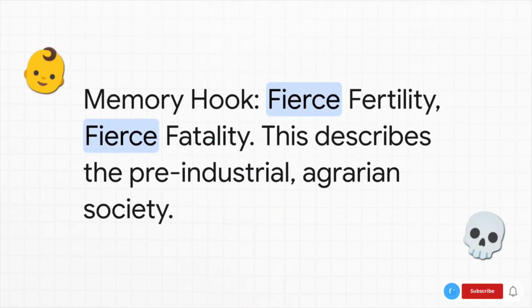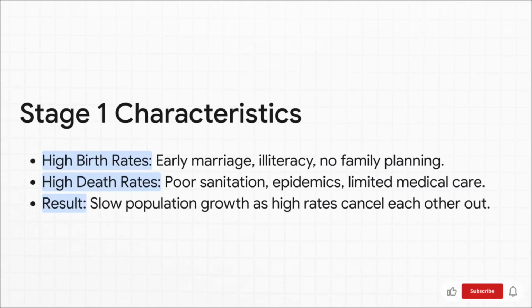So, stage 1. Picture this, a pre-industrial world, mostly farming. The memory hook you have to remember for this is fierce fertility, fierce fatality. It just sounds dramatic, right? And that's because it perfectly captures the brutal reality of life back then. So what does that actually mean?